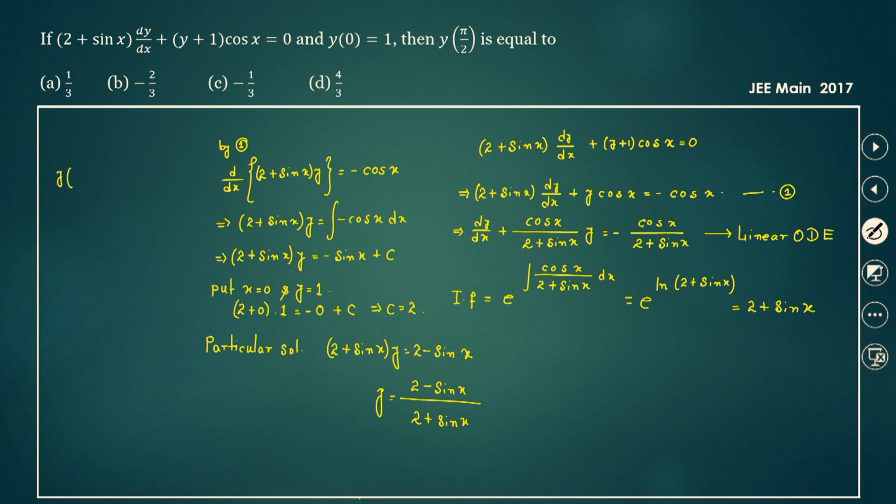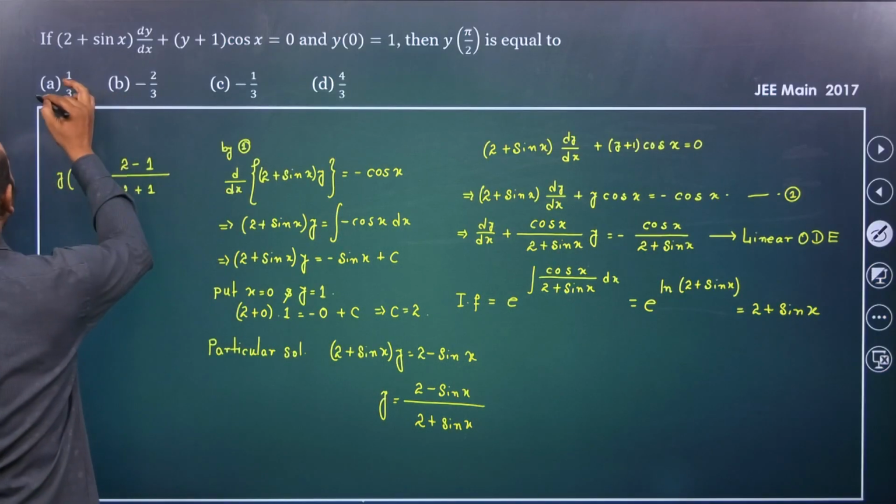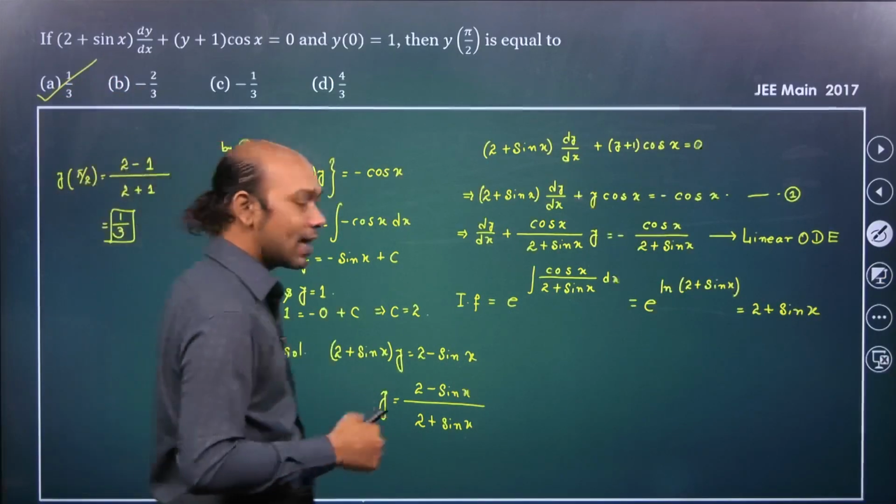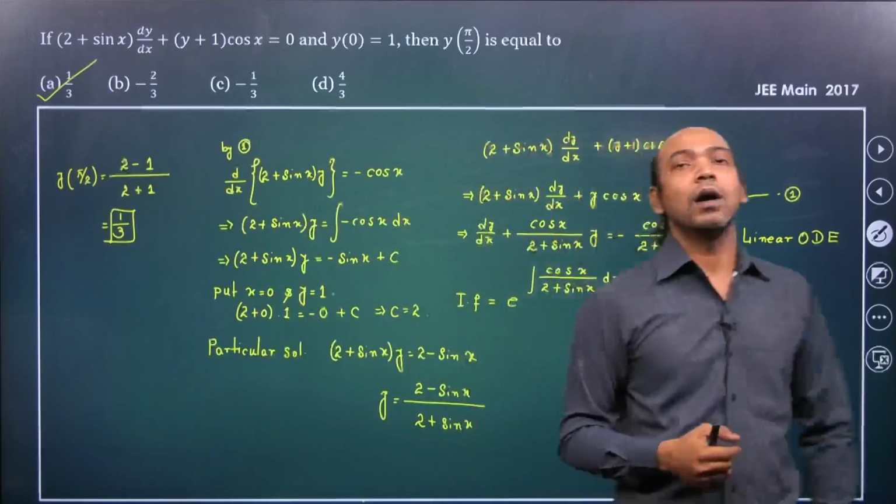So y(pi/2) is definitely equal to 2 minus sine pi/2, that gives me 1, divided by 2 plus sine pi/2, that gives me 3. That's why it is 1/3, and for this particular problem, option A is the correct choice. That's it. Hope you understood the problem.